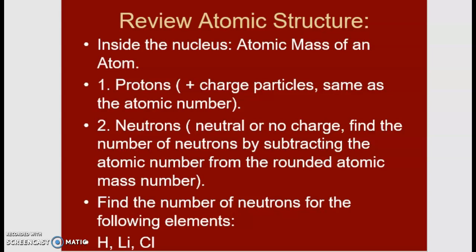Inside the nucleus, the atomic mass of an atom, you have to make the relationship. The atomic mass of each atom on the periodic table basically tells you what is inside the nucleus. So you have your protons, which have positive charges and are equal to the atomic number. Then you have your neutrons, which have no charge, in which we practiced mass minus atomic number gives you the number of neutrons.